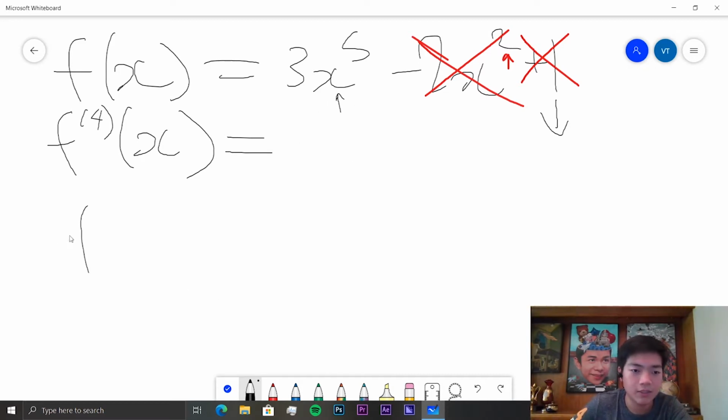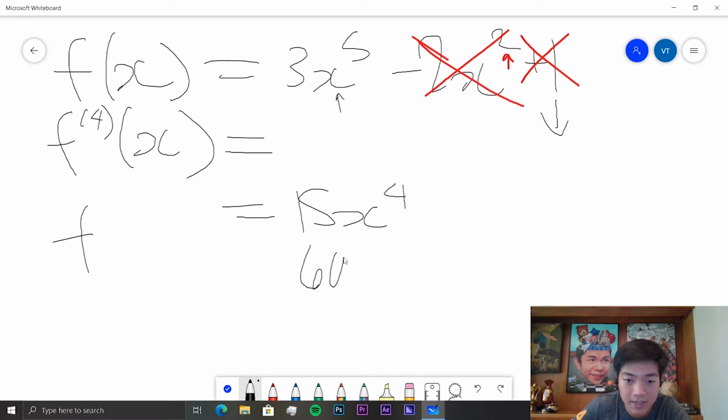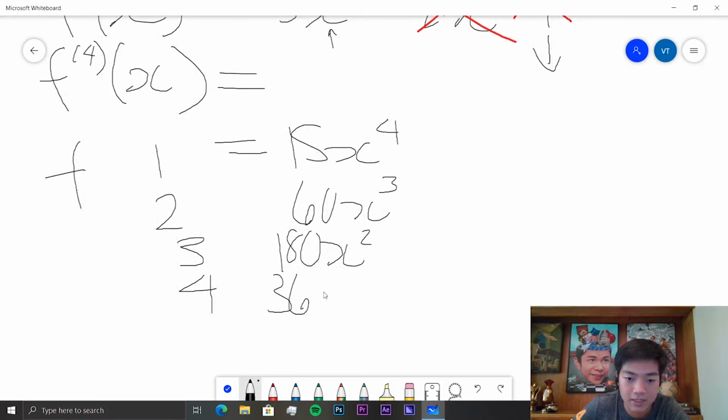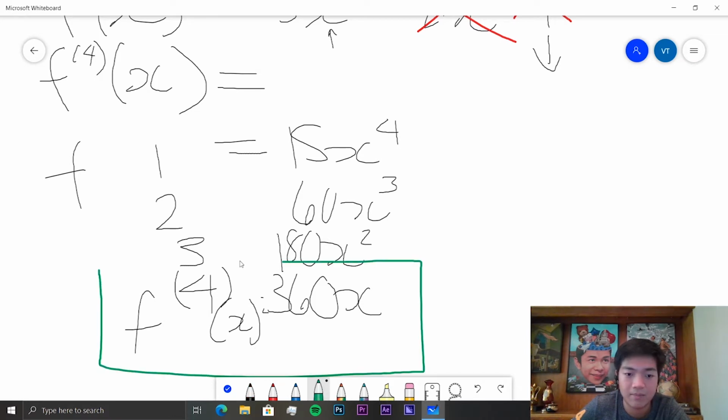The first derivative is equal to 15x to the 4. The second one is equal to 60x cubed. The third one is equal to 180x squared. And so finally, the fourth one will be equal to 360x. So the fourth derivative of this function will be equal to 360x. So yeah, that's cool.